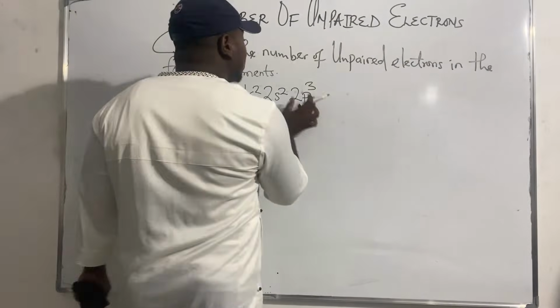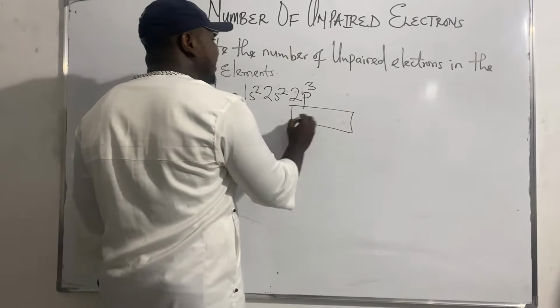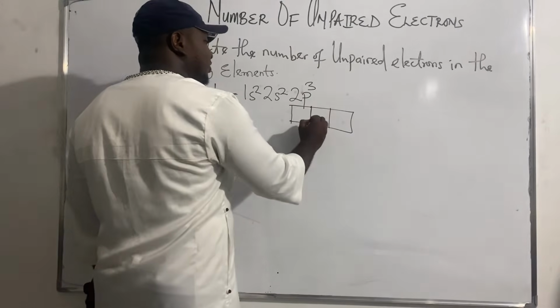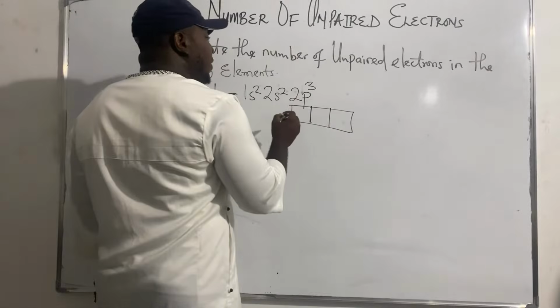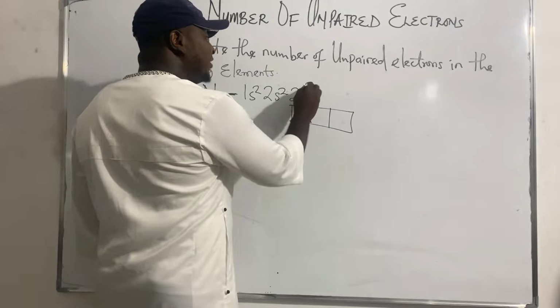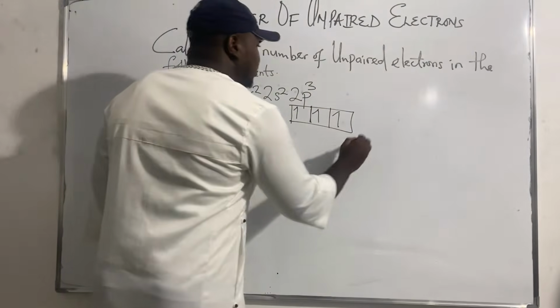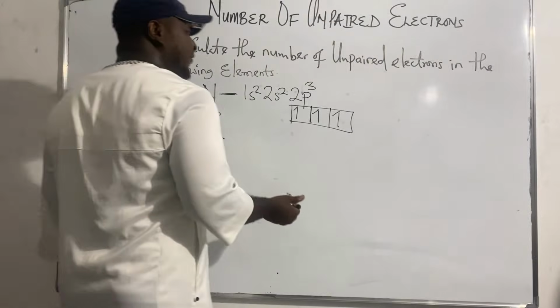Now class, we're going to focus on this last orbital of the configuration. P, how many blocks does P have, class? P has 3 blocks. When you want to fill the electrons inside this, you fill singly before pairing, don't forget. So we have only 3 electrons to fill. So this is 1, 2, 3. Now, the electrons are finished.